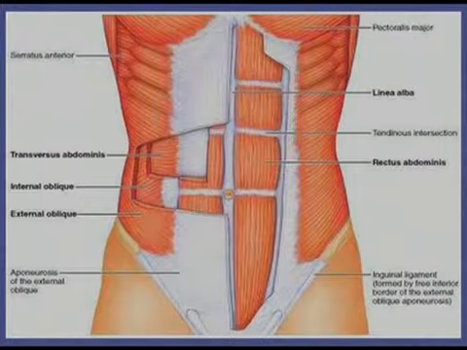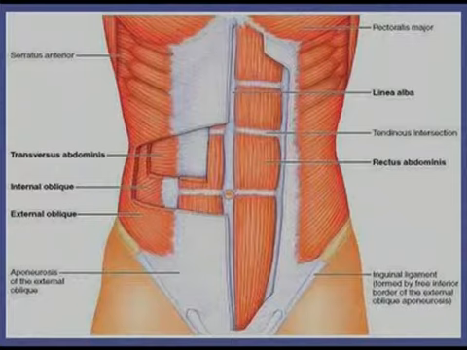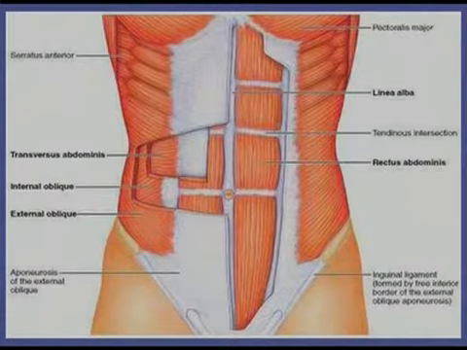Now, the anterior abdominal wall consists of 4 pairs of flat sheets of muscles. So there are a total of 8 muscles, in 4 pairs. The names of the muscles are the rectus abdominis, transverse abdominis, external oblique, and internal oblique.